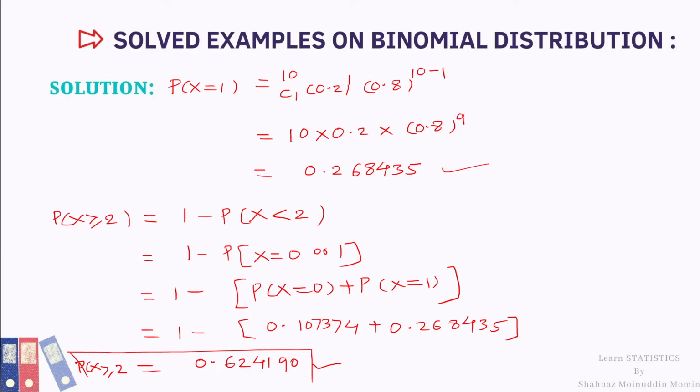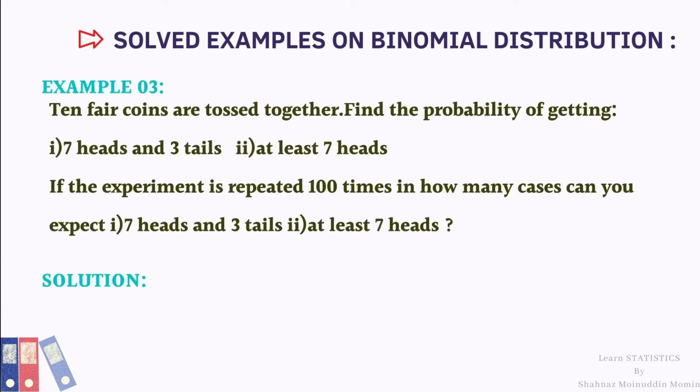Now we shall start with the next example, example number 3. 10 fair coins are tossed together. Here a fair coin does not mean a coin with the same face on both sides, that is, a coin with head on both sides or tail on both sides. These coins are not fair coins. A fair coin is such a coin which has tail on one side and head on the other side. That coin is a fair coin.